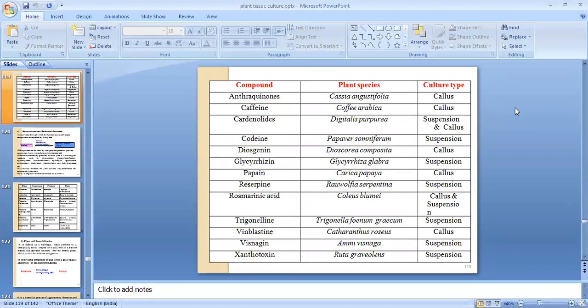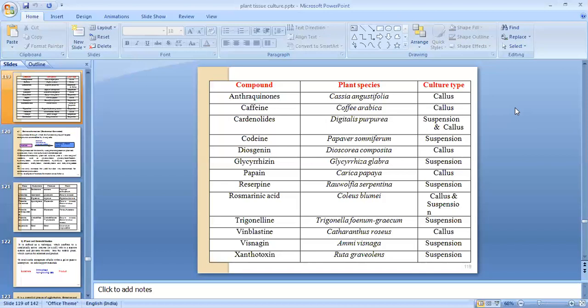This can be obtained, and caffeine from Coffea arabica by callus, and cardenolides, that is digitoxin, digitoxigenin, gitoxin from Digitalis purpurea, both by suspension and callus culture, and codeine from Papaver somniferum through suspension culture, and diosgenin from Dioscorea composita from callus, and again glycyrrhizin from Glycyrrhiza glabra through the suspension culture, and papain from Carica papaya from callus, reserpine from Rauwolfia serpentina from the suspension culture.